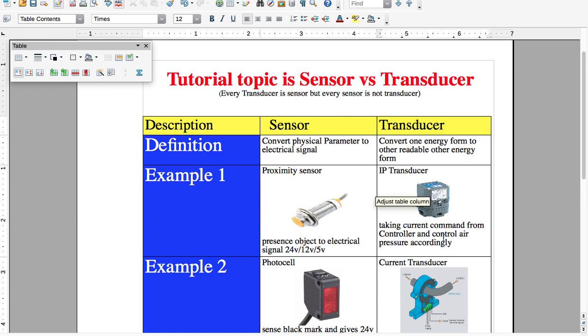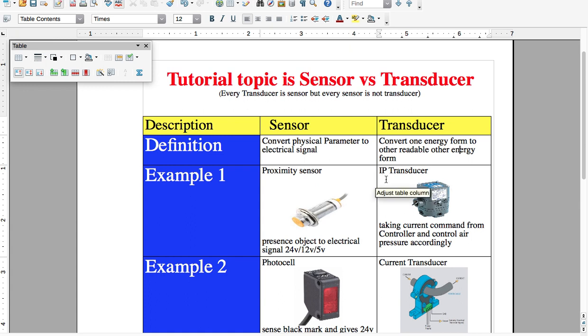Now the first example of a transducer, the IP transducer. IP means I stands for ampere current and P stands for pressure, air pressure. The main purpose of this IP transducer is to take the signal from the controller in the electrical form and change that signal to some pneumatic air control. For example, I want to control a regulator valve, to open and close this valve by air pressure. I will use an IP transducer.